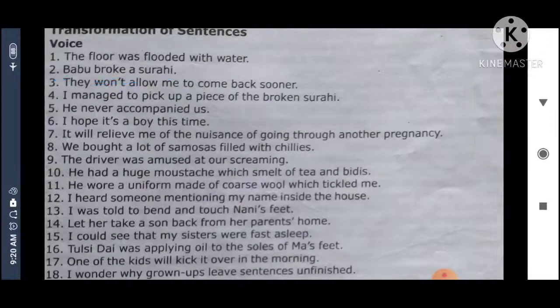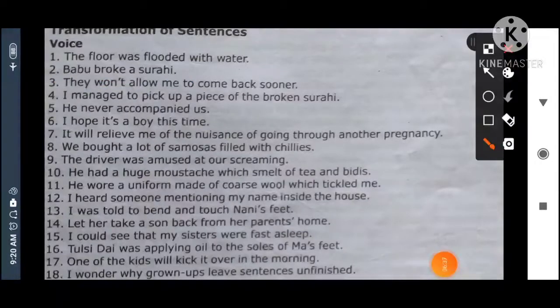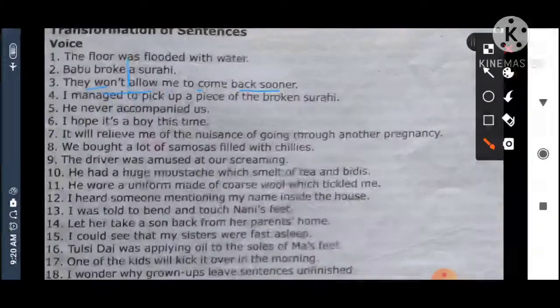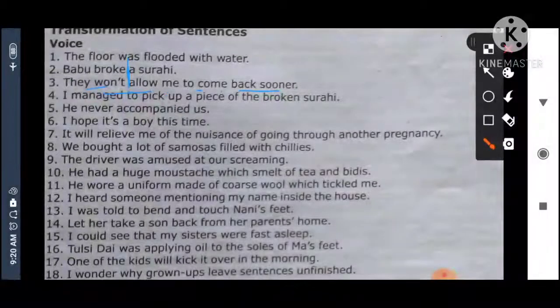Third one is: They won't allow me to come back sooner. Now, won't allow is your verb, so me is your object. So I won't be, यहाँ पे be introduce होगा, be allowed to come back sooner by them. Again, I won't be allowed to come back sooner by them. I managed to pick up a piece of the broken surahi.